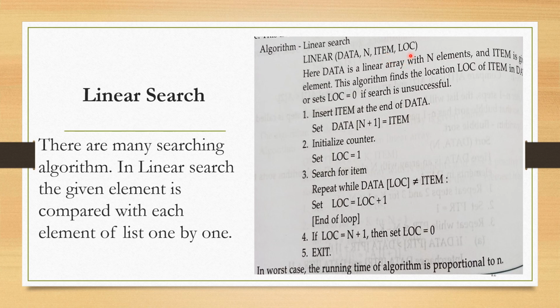This is a location it will give. So here data is a linear array with n elements. Item is a given element. The algorithm finds the location LOC of item in data or sets LOC equal to 0 if the search is unsuccessful. Suppose you do not find the element, then location will give 0. Otherwise, it will give the location of the item you are searching.